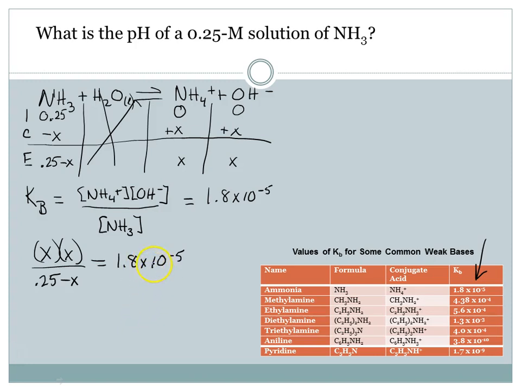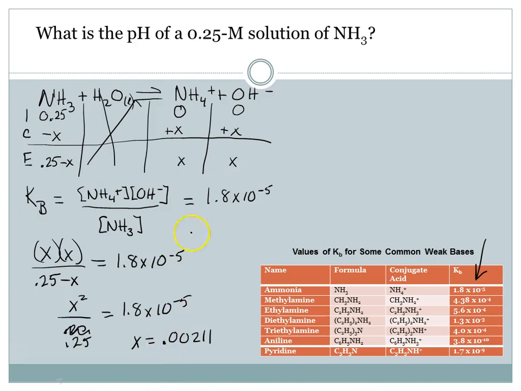So since this is a little tiny number, we can take the same shortcut as we did with the acids. Oops, that should be a 5. Why is it not a 5? 0.25. Sorry about that, guys. X squared over 0.25 equals 1.8 times 10 to the negative fifth. And I go through and I solve for x, and it comes out to be 0.00211. Yay!